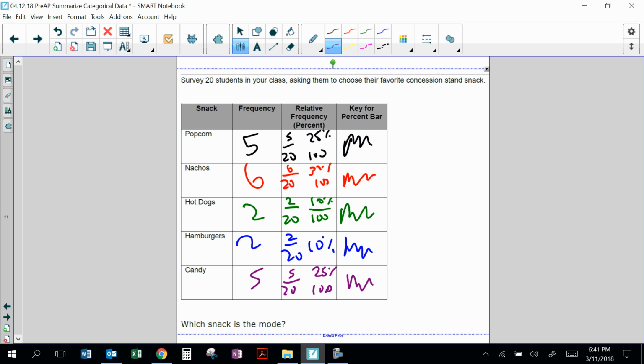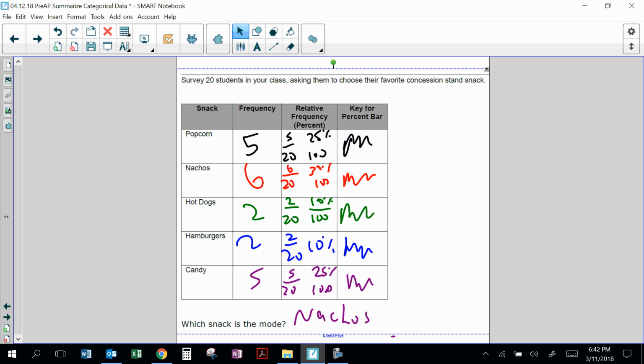The student who chose the most repeated. Which answer repeated the most? It's nachos. It repeated the most, because you heard people voting in the class: nachos, nachos, nachos, nacho. So it repeated the most times. So what is mode again? Mode is the response that repeated the most number of times. So now that we have this, we are going to create something called a percent bar.